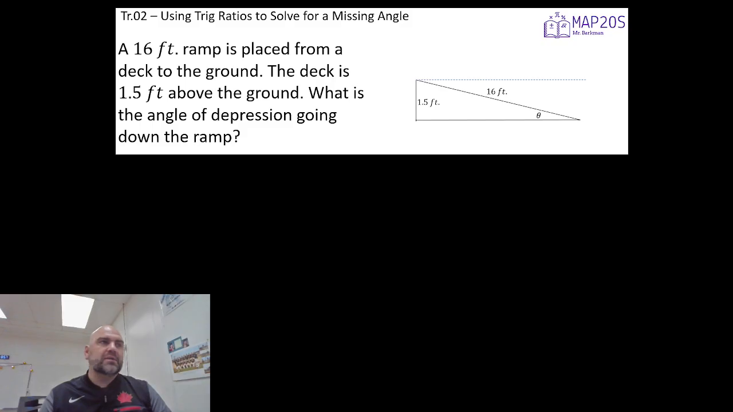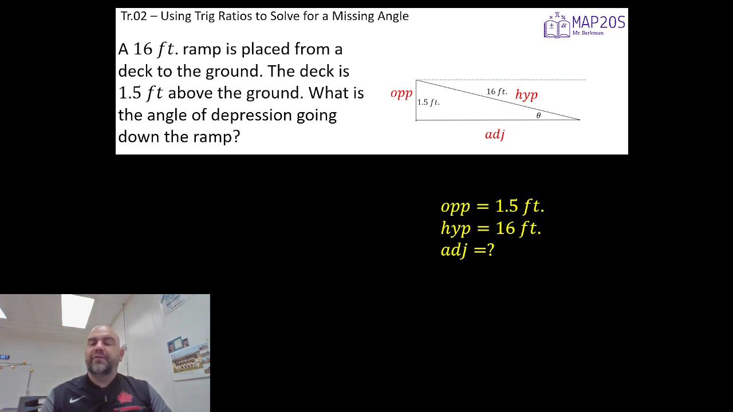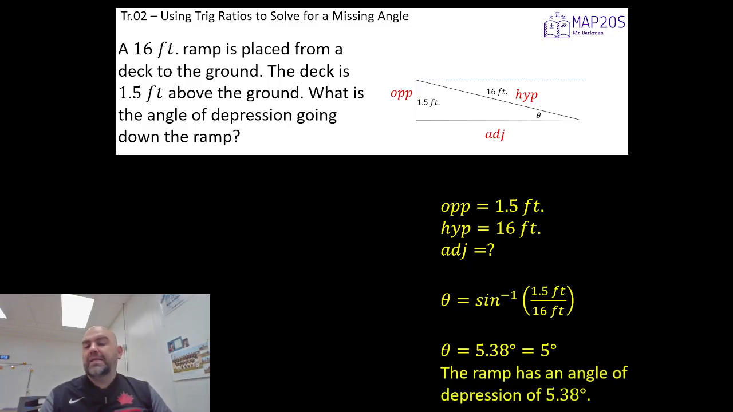All right, so first thing we need to do now, once we have the diagram, is we need to label this diagram with hypotenuse, opposite, and adjacent sides. When we do this here, we know that we have an opposite and hypotenuse side. So to find the angle of depression, which is also the angle of elevation, we are going to use our sine ratio. And so we plug the values in and we get an angle of 5.38 degrees, which rounds to about 5 degrees. So this ramp has an angle of depression of 5.38 degrees, which is also the angle of elevation.